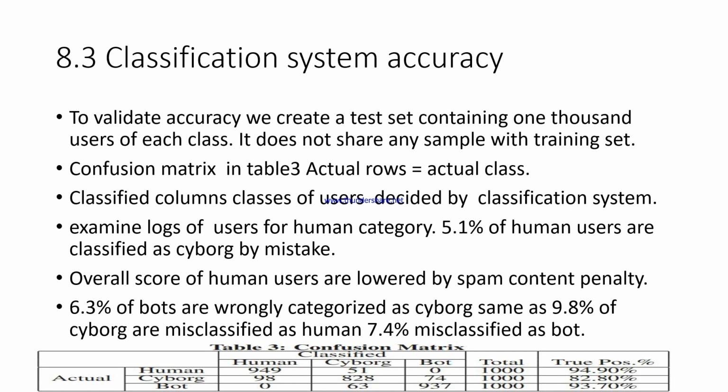For classification accuracy, we found that 6.3% of the humans are wrongly categorized as cyborgs, 9.8% of the cyborgs are misclassified as human beings, and 7.4% as bots. In terms of accuracy, humans have 94.90%, cyborgs have 82.80%, and bots have 93.70%. So this is the system accuracy.